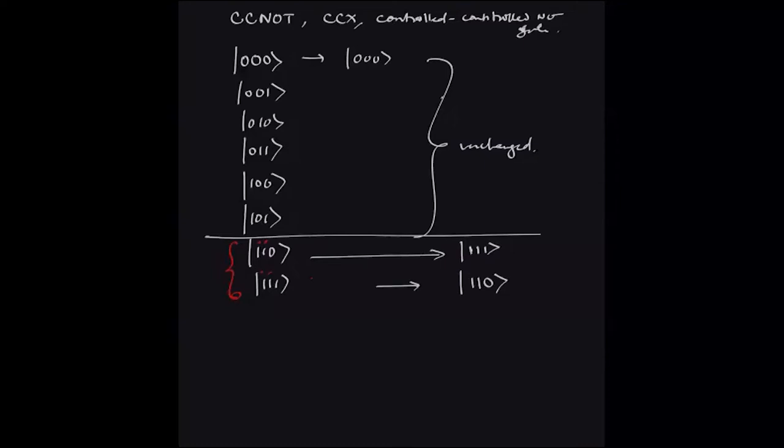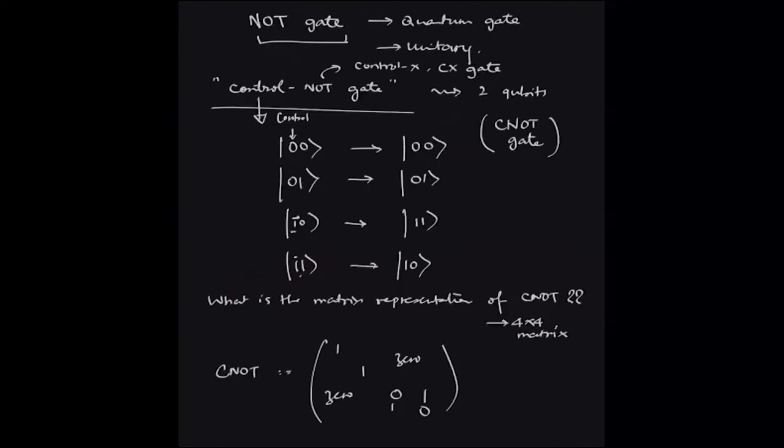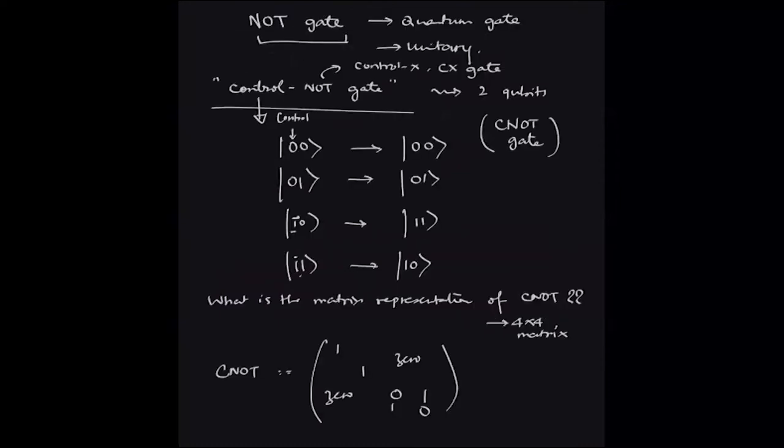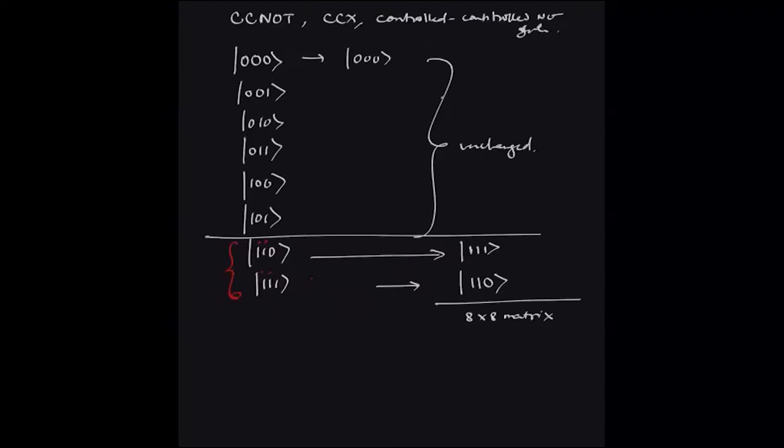And this gate is known as control-control NOT. I'll leave it up to you to find a matrix representation of the gate. It's clearly going to be an 8x8 matrix. And you can basically guess from this form what it should look like, right? It's clear that the first 6 diagonal elements, 1, 2, 3, 4, 5, 6, will be 1. And then the last 2x2 submatrix will have flipped off diagonal entries equal to 1. Okay, so that's the CCNOT gate.